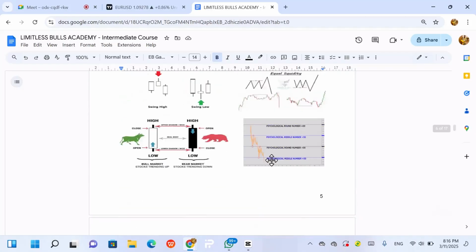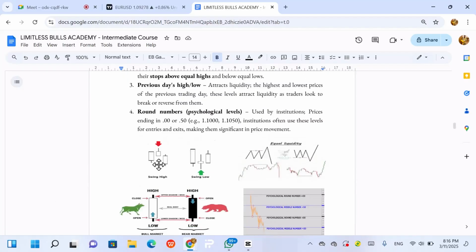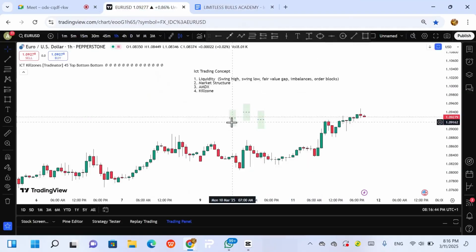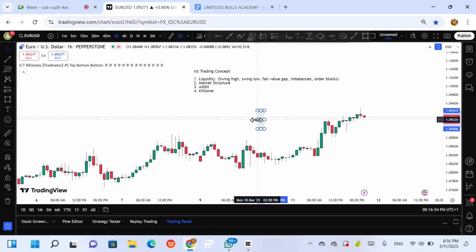So this is the swing high, right? This is the swing high structure, and also this is the swing low structure. And what does ICT say? ICT says price will move from liquidity to liquidity. When you see price trading anywhere around this zone, it will always be attracted to this swing high. Why? Because there's liquidity resting there.